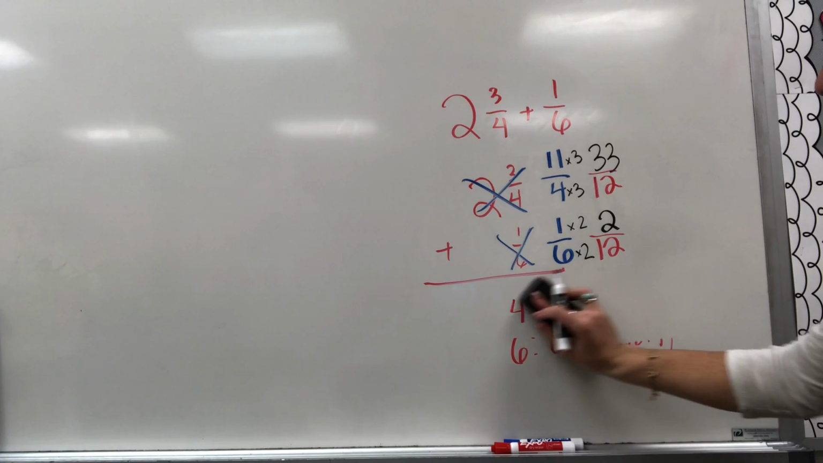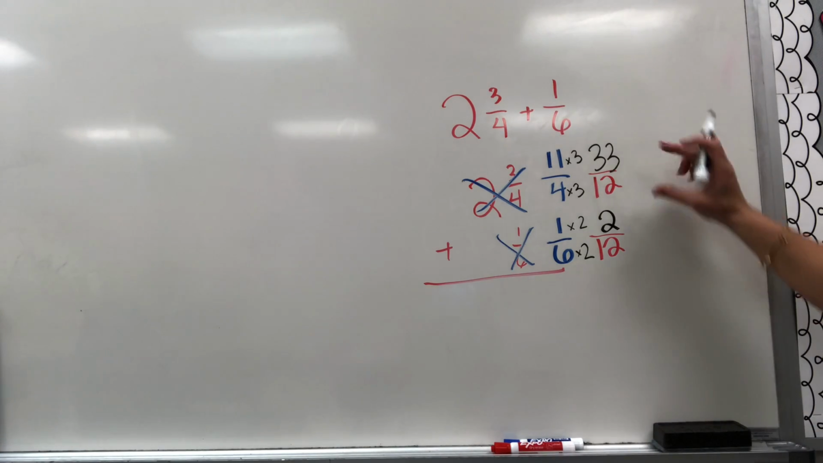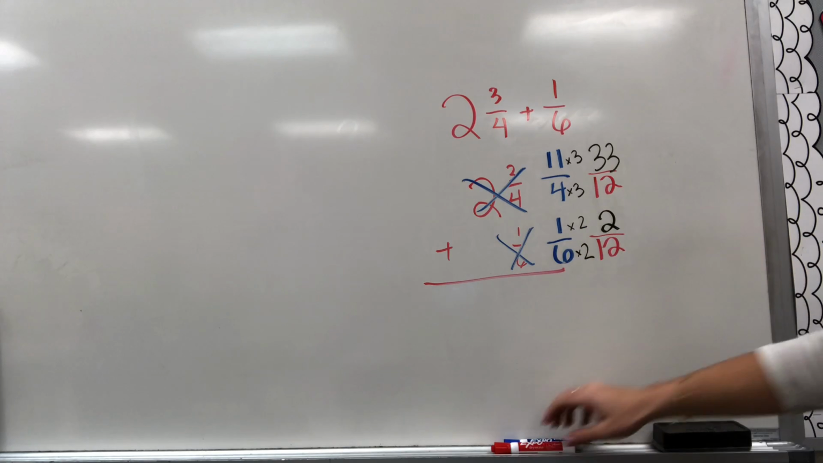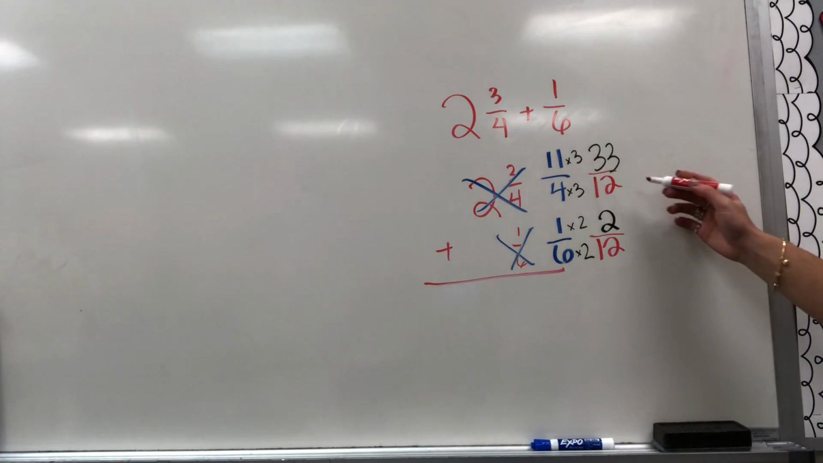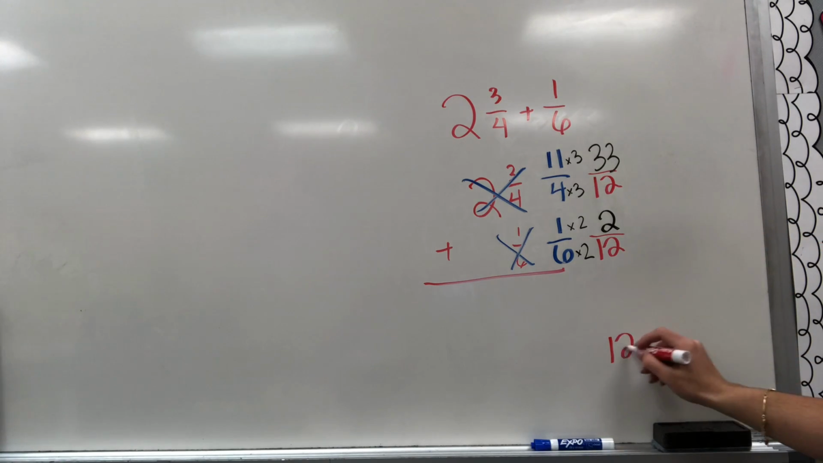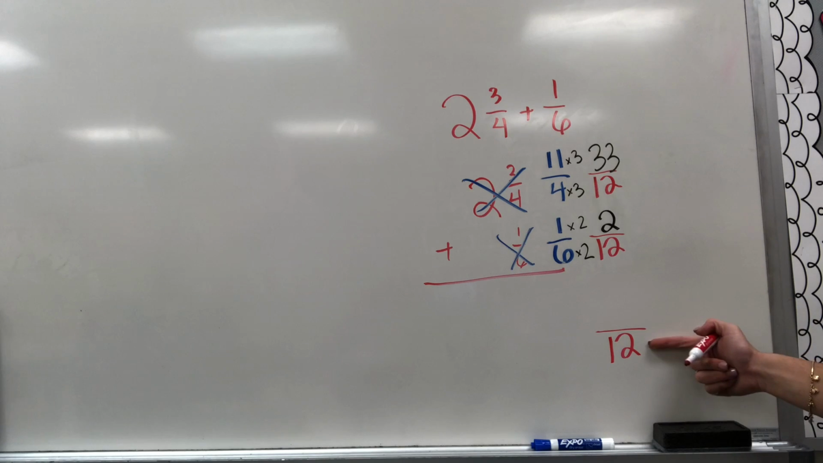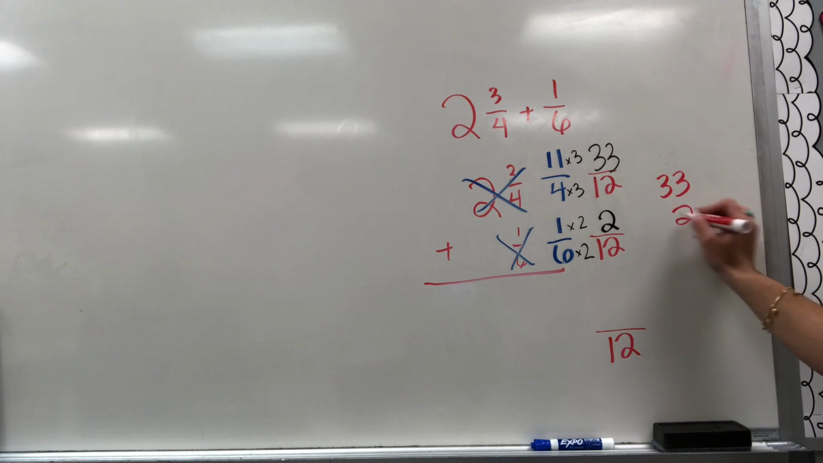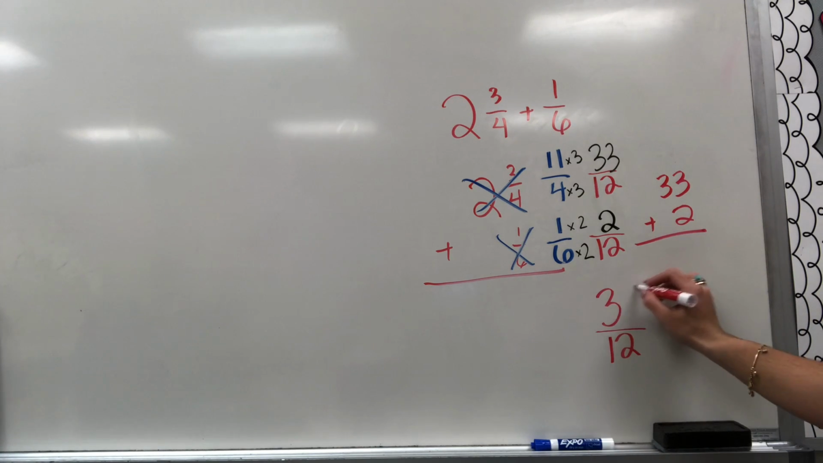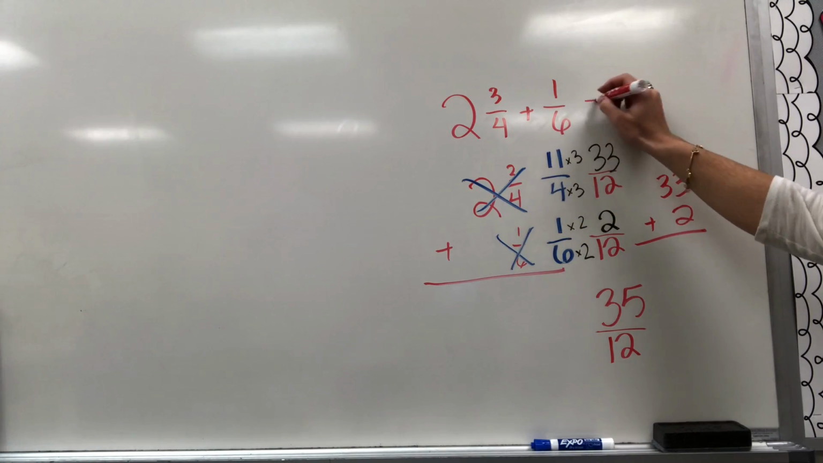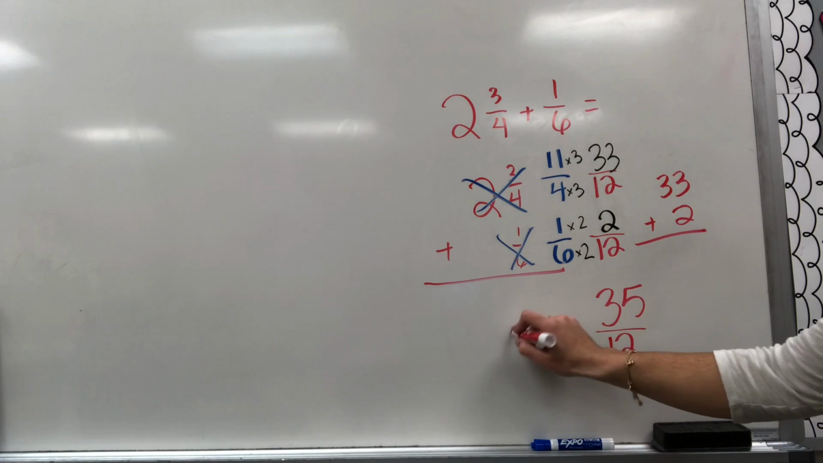So at this point in the process, I am now adding common denominators. I have twelfths and twelfths, so I know that I am now ready to add. I wasn't ready here and I wasn't ready here, but now I'm ready. So we want to make sure that our denominator stays consistent throughout. So it's 12 here, 12 here. It's going to be 12 in my sum or my answer as well. So my denominator stays the same, and I add the parts or my numerator. So 33 and 2 is what I add, and I know that that's 35. So the sum or the answer to 2 3/4 plus 1/6 is 35/12.